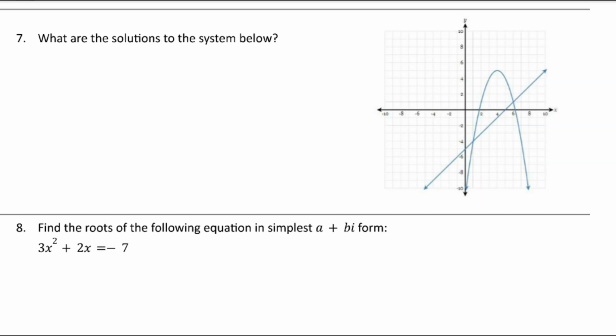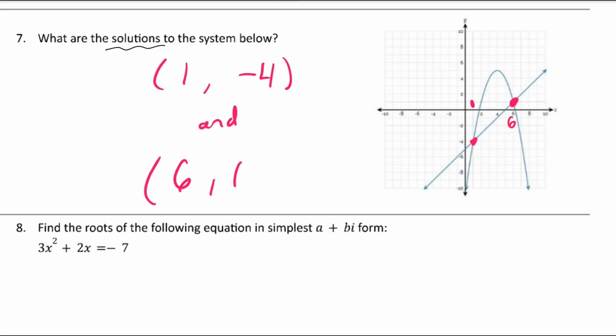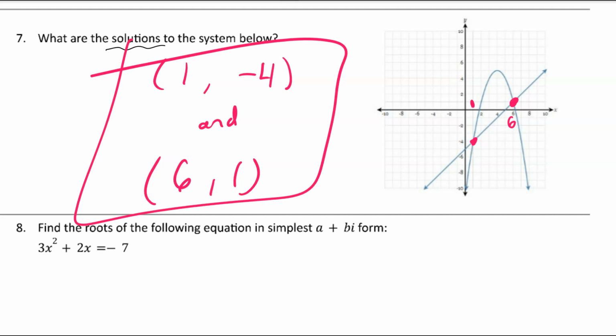So for number 7, what are the roots, or what are the solutions to the system below? Remember, the solutions to a system of equations, just like in the last example, are where the graphs intersect. So they intersect at x equals 1, that looks like, and x equals 6, but I need to represent those as coordinate pairs. So when x equals 1, the y value for both of those points is -4. And when x equals 6, the y value for both of those graphs would be 1. So those are my two intersection points for the graphs. So they represent the solution to the system of equations.